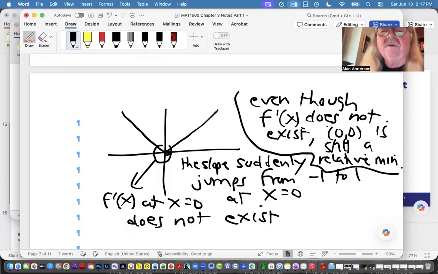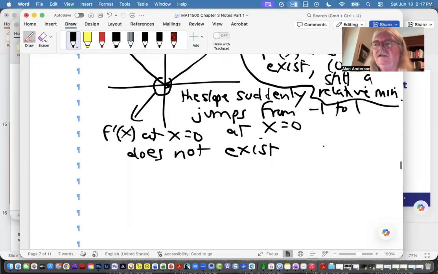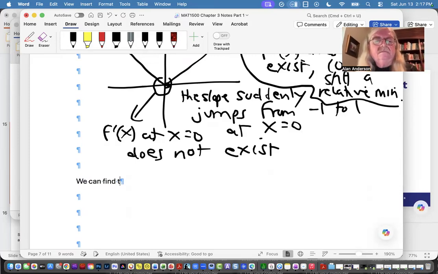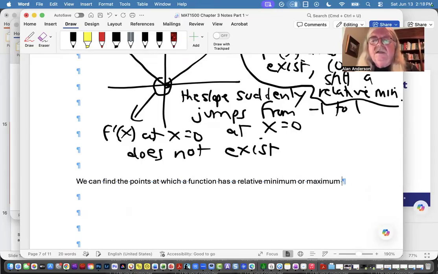Okay. So in other words, what they're building up to is this idea that we can find the points where it has a relative minimum or maximum by identifying any points at which one of two things is true.